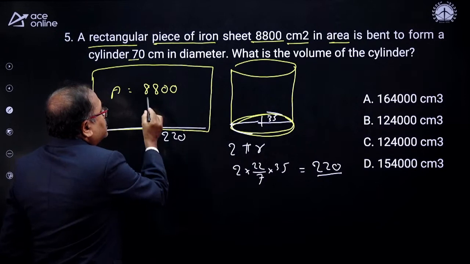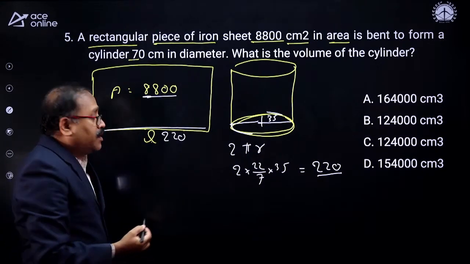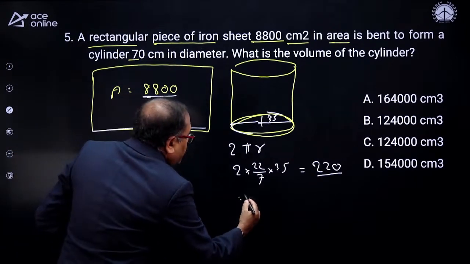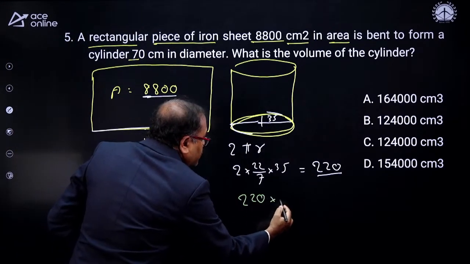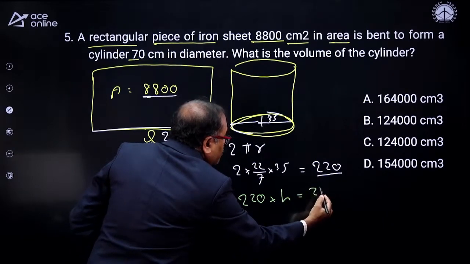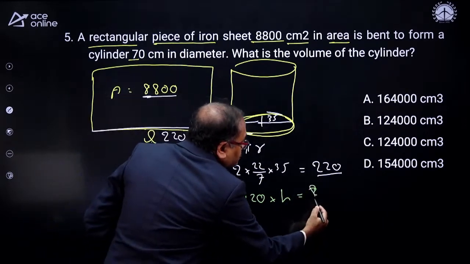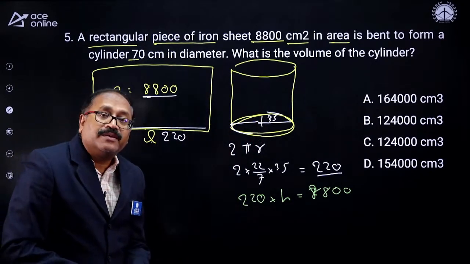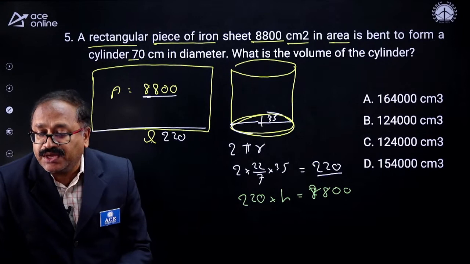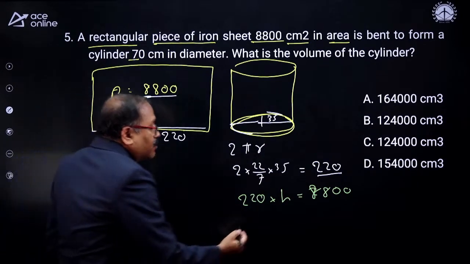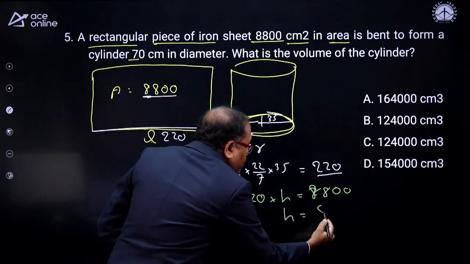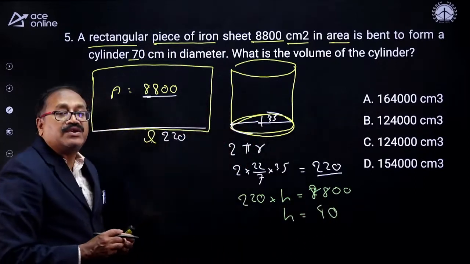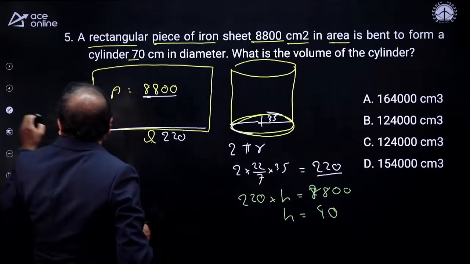So, L into H is equal to area. That means here I can write down that 220 into H is equal to 8,800. So am I getting H here? Yes, I do get H here. How much H? H is equal to 40. And once I get H, 0 gets cancelled, and 4 times 11 is equal to 40. What is the volume formula?